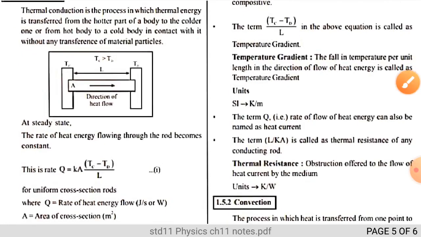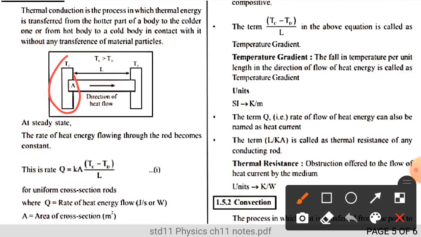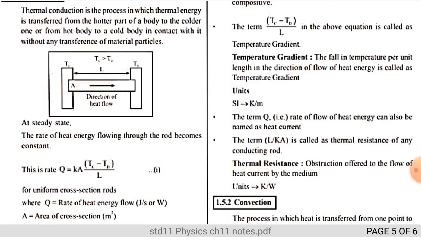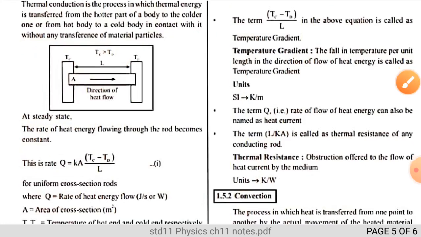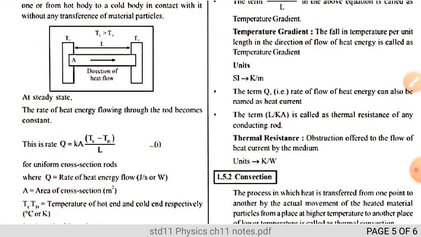So here this portion of the body is at the hotter part and this is at the colder part. So heat transfers from left to right, so that is the direction of heat flow. Okay, now what is the amount of heat energy flowing through that rod? So that is Q = KA(Tc - Td)/L.